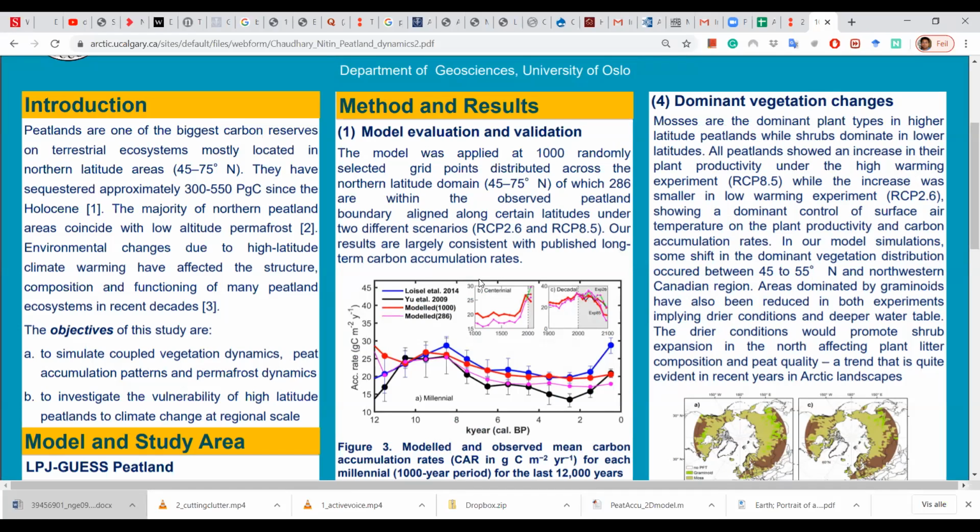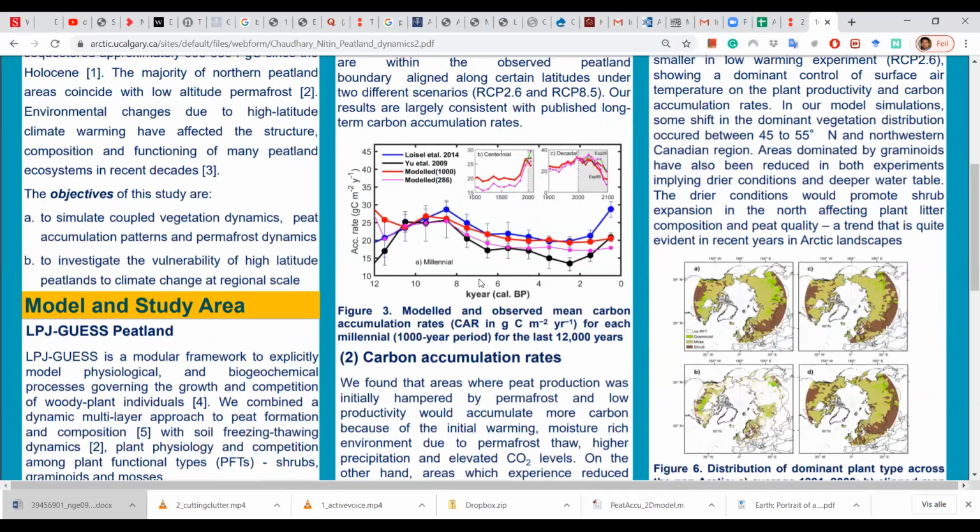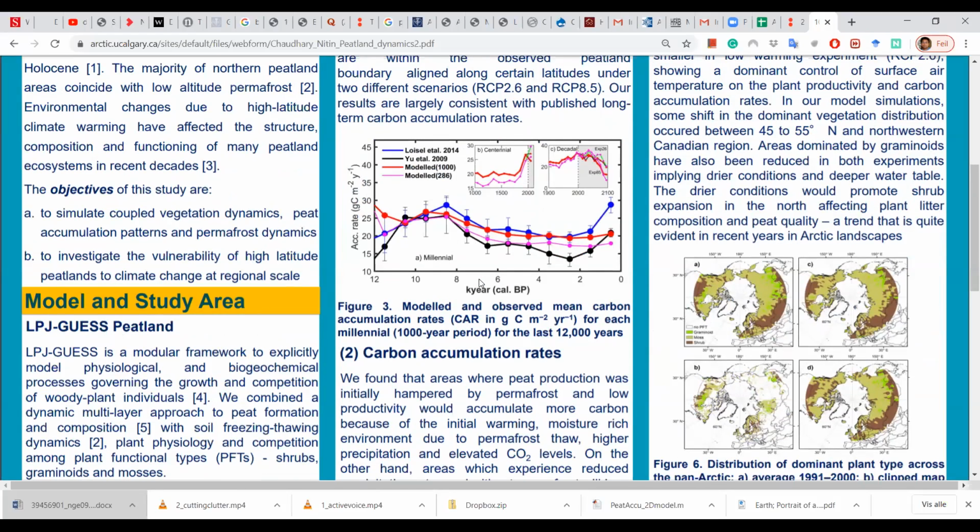Yeah. So now I come to the results. You can see that the model is able to reproduce the long-term carbon accumulation rate for the last 12,000 years. The blue line and the black line are the observed carbon accumulation rate, and the red and pink lines are the modeled.